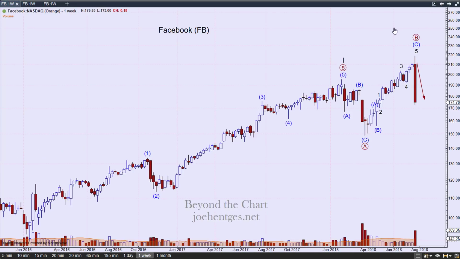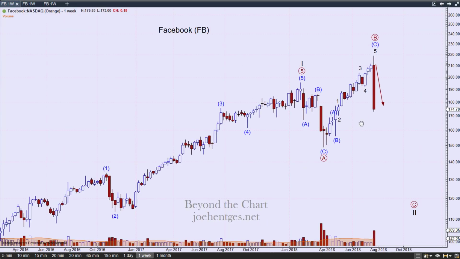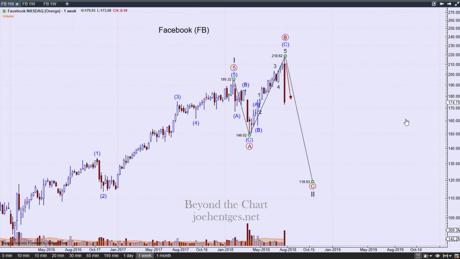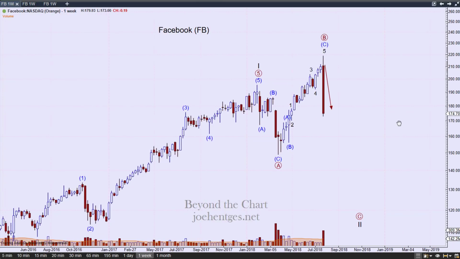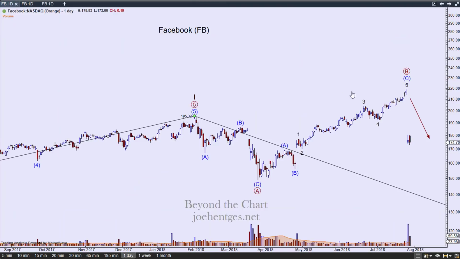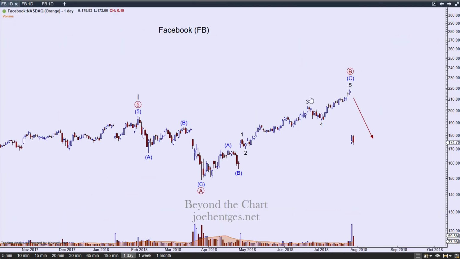Let me go to the weekly chart to show you this picture a little bit better, okay? Here's what I think is happening. This is a big flat, okay? And I believe this wave B in here was a 3-wave move to the upside to mirror the 3-wave move we had here. Facebook has come a long way, and I think that it is time for some major corrective activity going on. Look at this weekly move that happened this week. Just huge. Okay, so that's the picture. That's what I'm looking at here on Facebook.